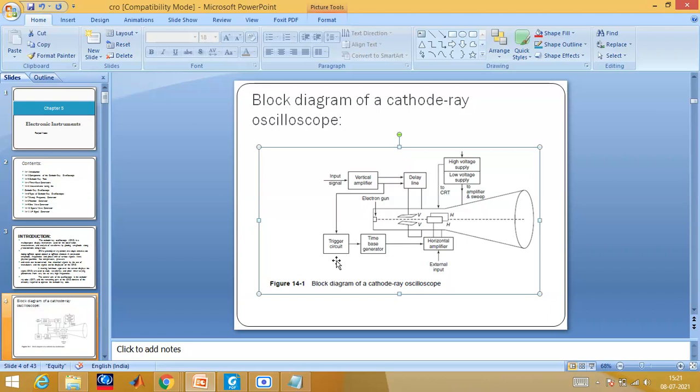So to analyze the signal or to study the signal, you require that the particular signal should be above the threshold point of the triggering circuit. If that is okay, then that triggering circuit will initiate a signal which will excite the time base generator. When the time base generator is excited, it will produce the signal which in turn goes to the horizontal amplifier, which is connected to the horizontal plates.